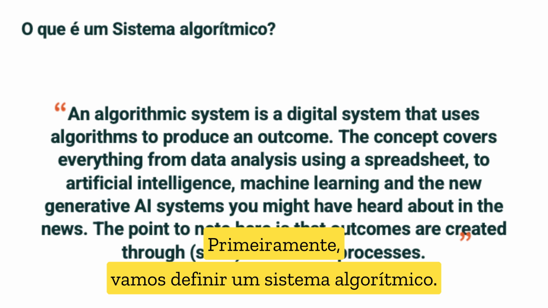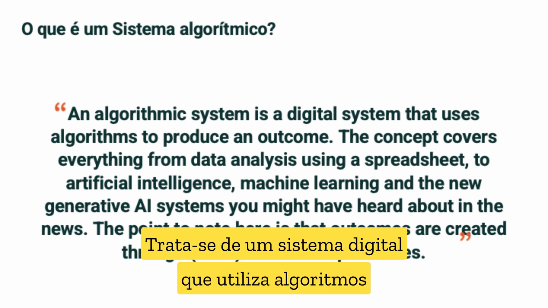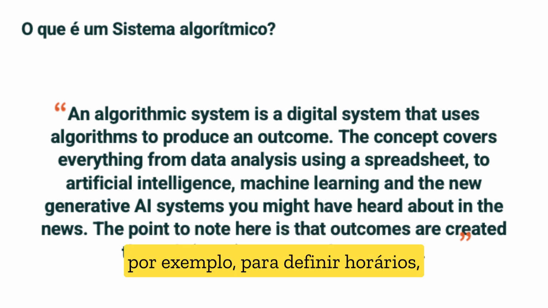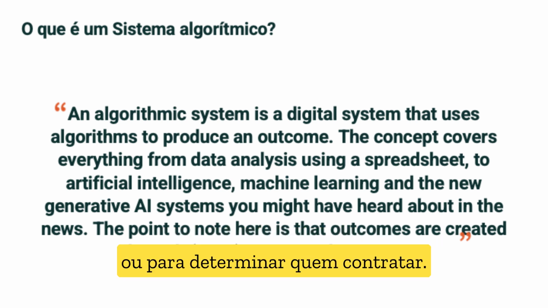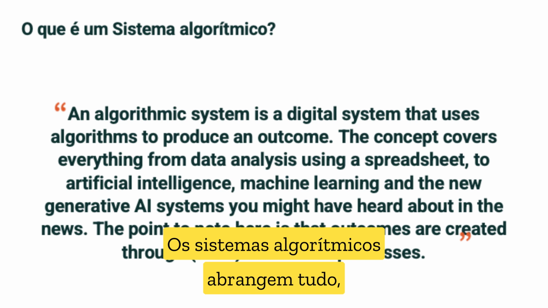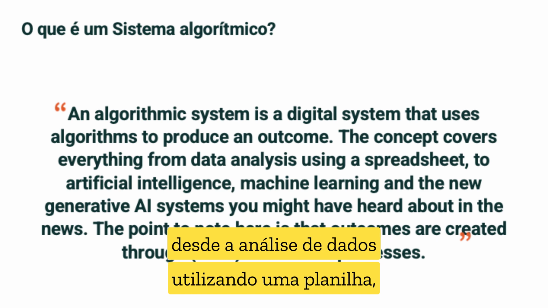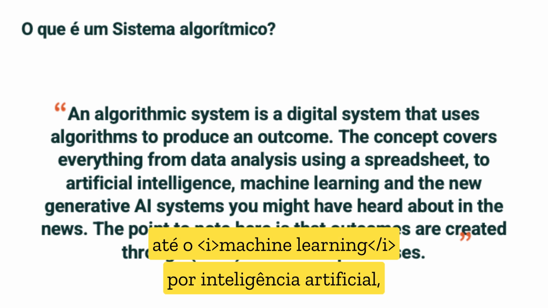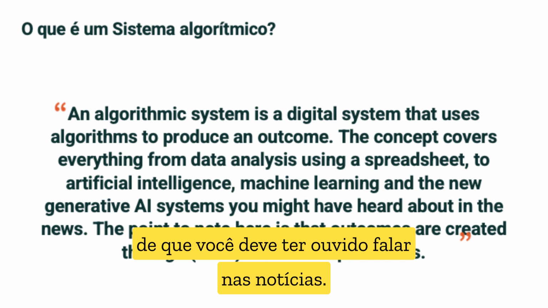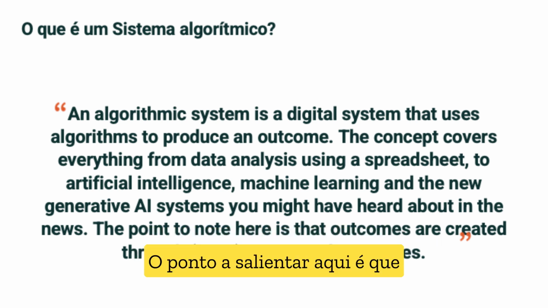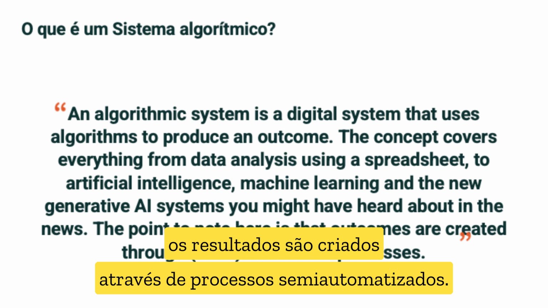Firstly, let's define an algorithmic system. It is a digital system that uses algorithms to produce an outcome. For example, to set schedules, measure worker productivity, or to determine who to hire. Algorithmic systems cover everything from data analysis using a spreadsheet to artificial intelligence, machine learning, to the new generative AI systems you might have heard about in the news. The point to note here is that the outcomes are created through semi-automated processes.